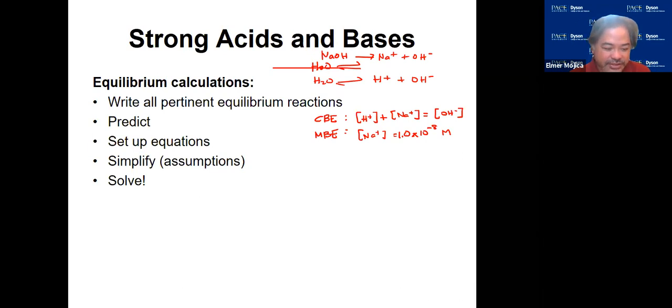Because the next thing that you're going to do is we're going to set up the equation. So, what can we say about here? So how many equations do we have here now? We have this. We have this one. We have this one. And we have this.